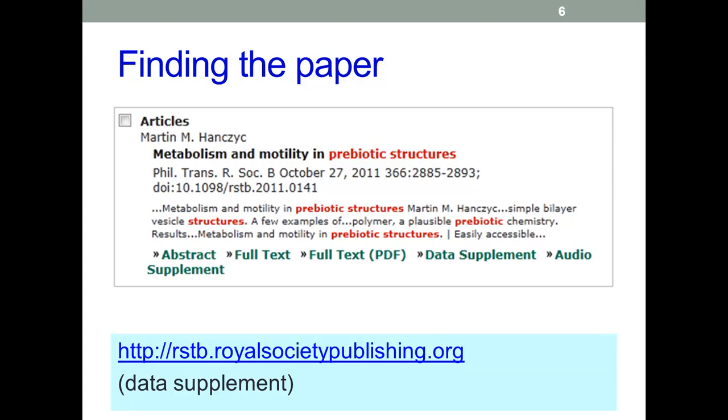As well as the paper, there's a useful data supplement which contains some of the videos which we're going to see in a bit. In fact, it contains more videos than the ones I'm going to show you. Though the videos we're going to see are actually linked back to their YouTube designations because they're a bit easier to find. There's also an audio supplement which is essentially a recording of the conference proceedings.